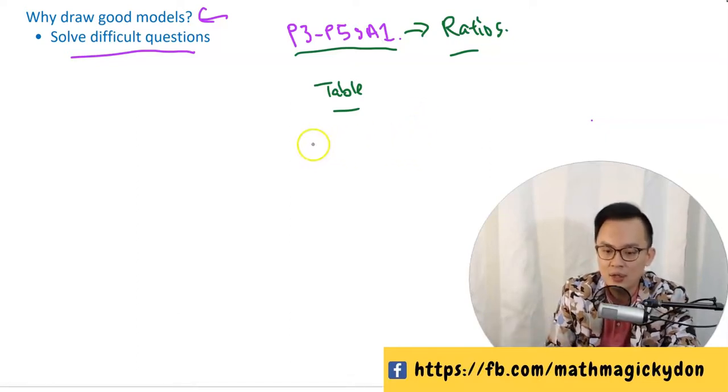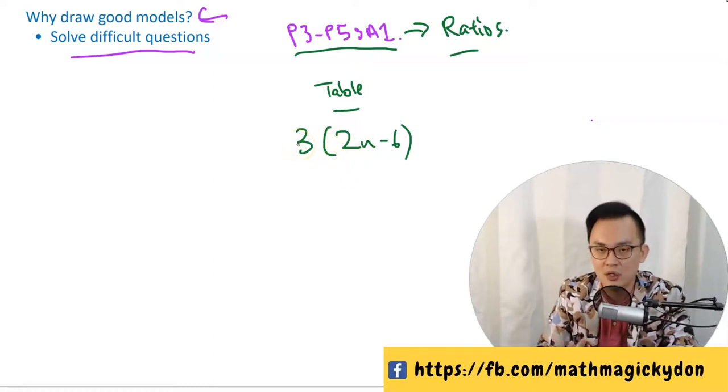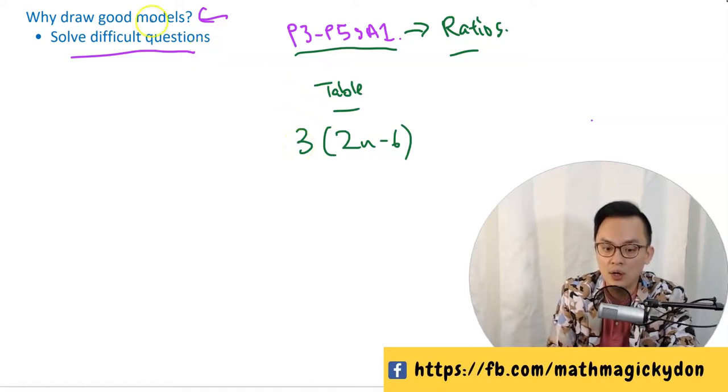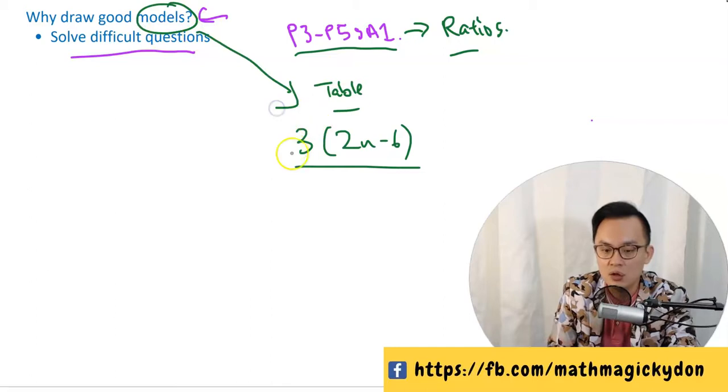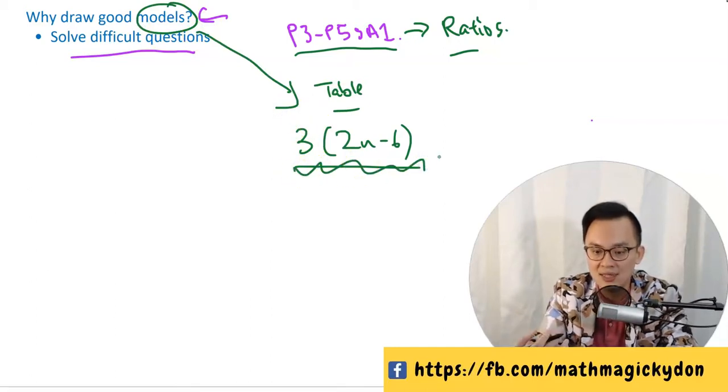The other thing is with difficult P6 questions, where you have 3 multiplied by maybe 2u minus 6, something like this. P6 students, once you use this kind of algebra with them, they really just switch off. So in this kind of situation, when you are able to draw models, it really helps you to solve this kind of question, and you can avoid using difficult algebra like this.